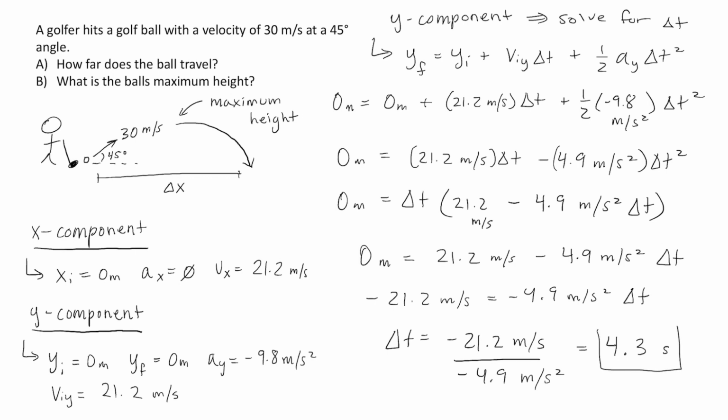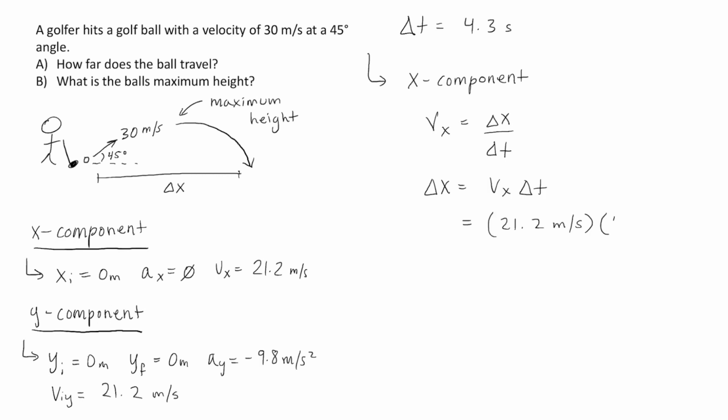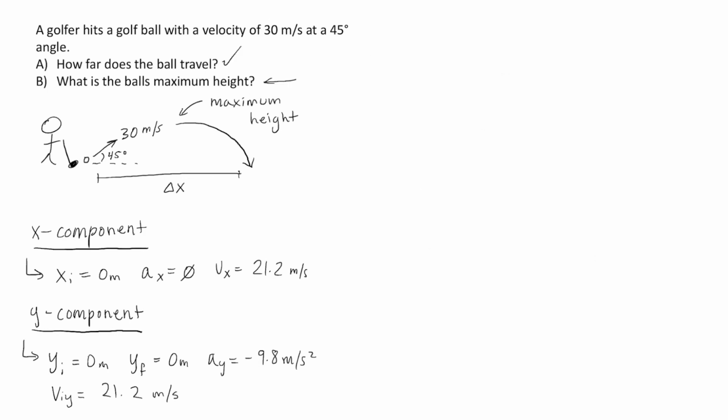And with that, now we can move on to our x component. So we know that motion in our x component is uniform motion. That means we have to use our v is equal to delta x divided by delta t equation. And all we have to do is rearrange for delta x. Plug in our values, and we find that delta x is equal to 91.2 meters. Now we're done the first part of our question, so let's move on to the second part, which asks us, what is the ball's maximum height?